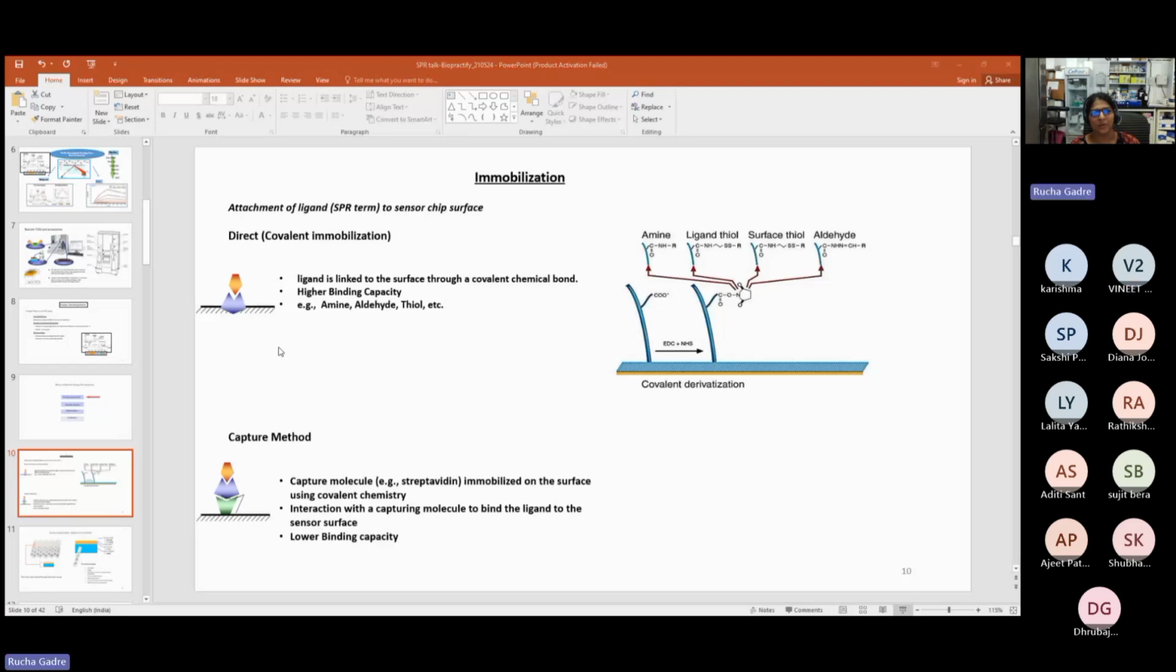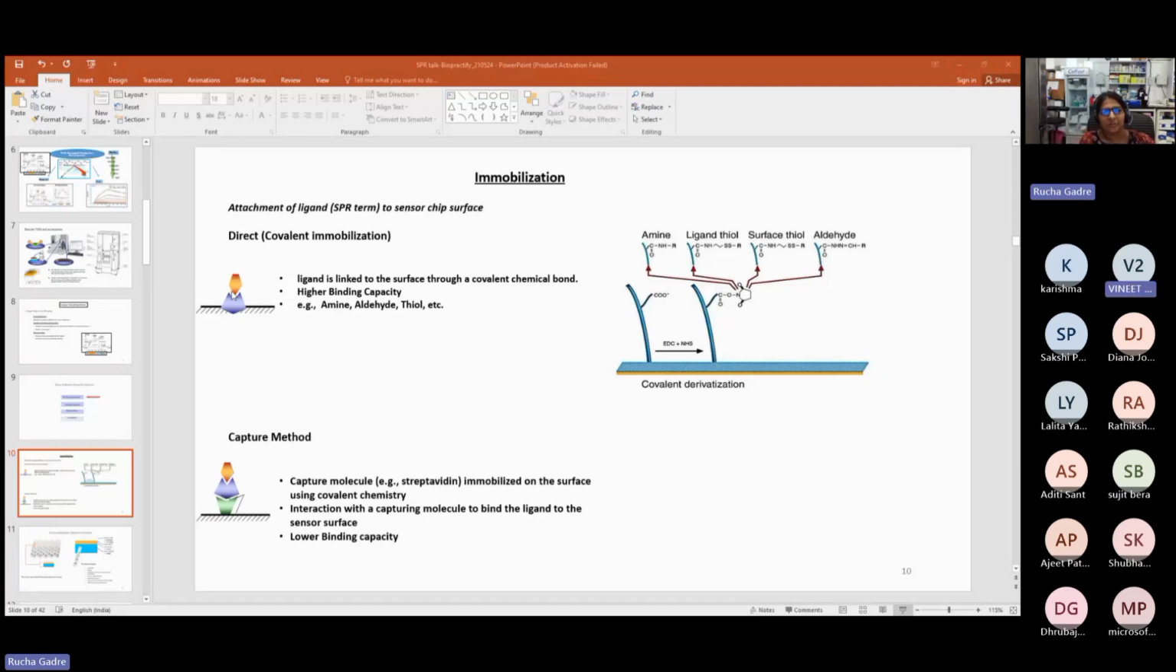Yes, ma'am. Okay. So in the direct method, we directly immobilize the ligand on the surface of the chip. It is covalent immobilization. So we can use different chemistries for that, for example amine coupling, ligand thiol, surface thiol, aldehyde, etc.